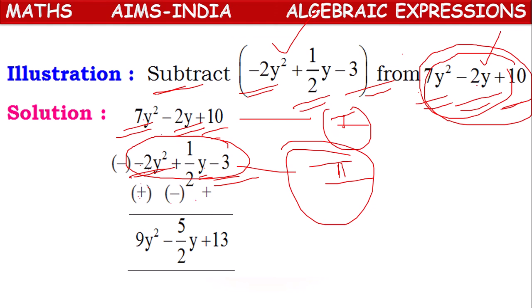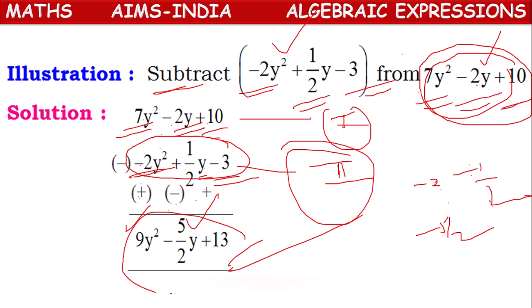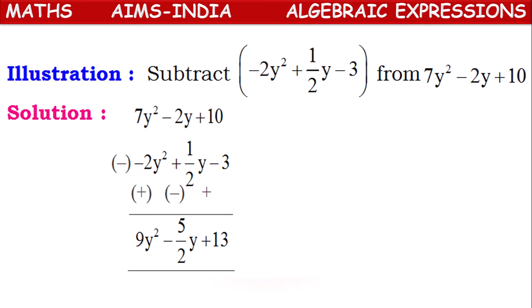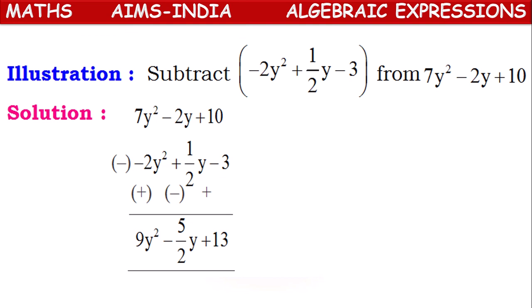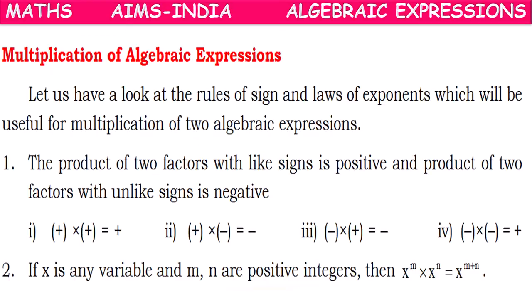7y square plus 2y square, 9y square. Minus 2y minus half y: 2 minus half... minus 2 minus half will become minus 5 by 2 y, since 4 plus 1 is 5, so minus 5 by 2. And 10 plus 3 is 13. This is the answer. In this way, with the help of the subtraction method or column method, we can do the subtraction.